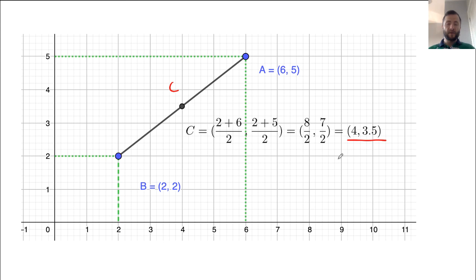So to recap, we spoke about the coordinate system, we figured out how to find the distance between the 2 points, and we figured out how to find the coordinates of a midpoint between the 2 points. And we're going to continue with our exploration of the coordinate system in the next videos in this series.